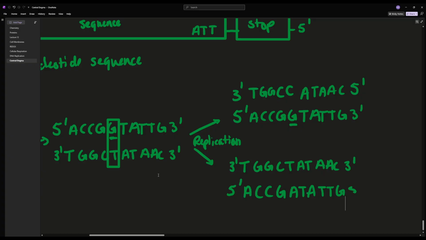What the heck? Oh, I see. Sorry, I totally flipped this one. My apologies. There we go. Five prime, 3 prime. There we go.